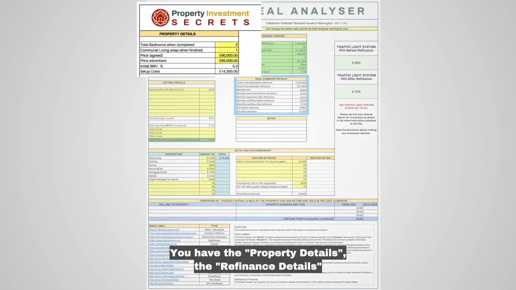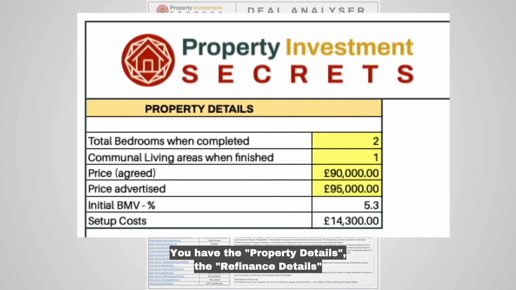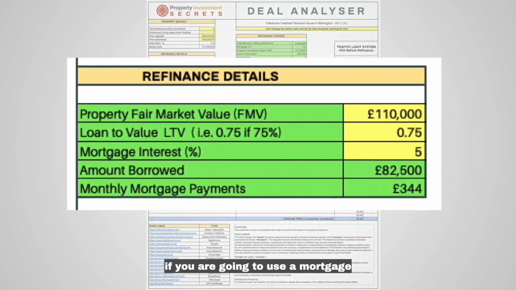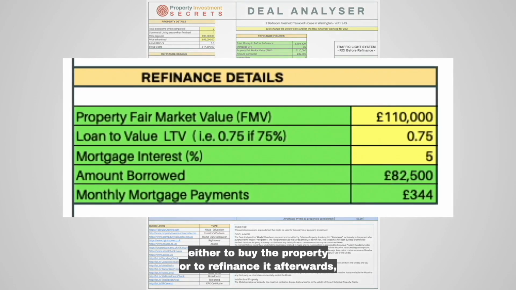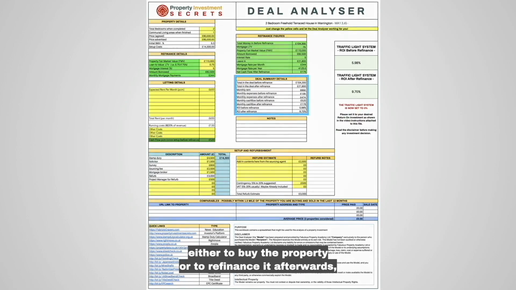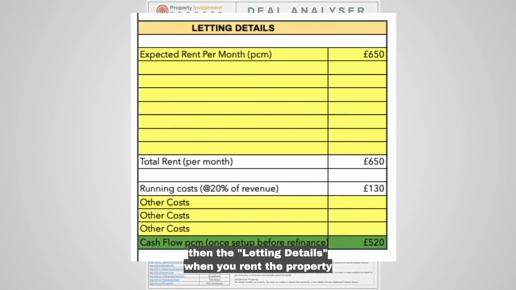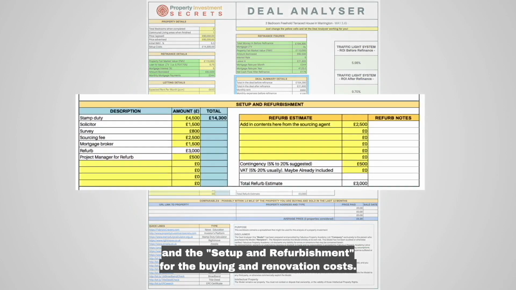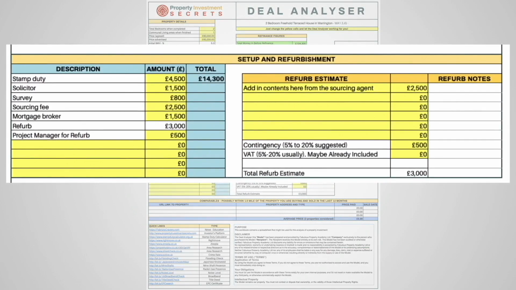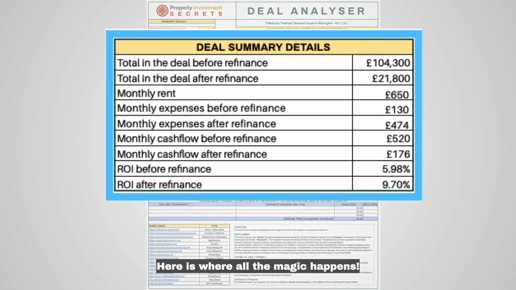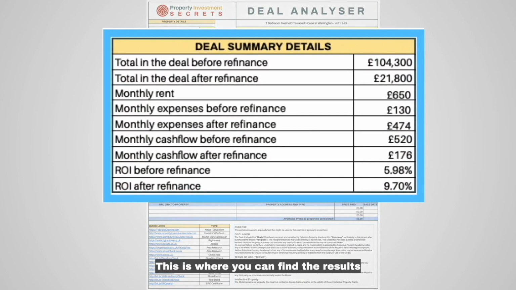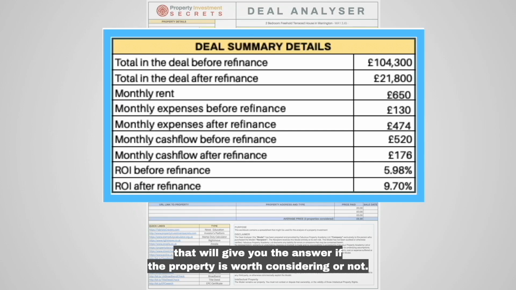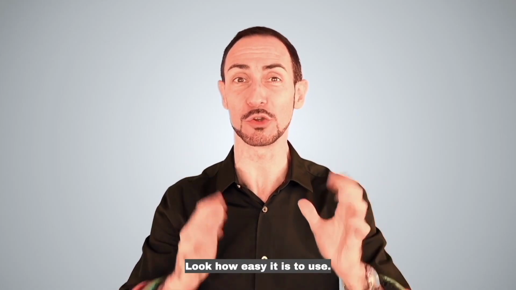You have the property details, the refinance details, if you are going to use a mortgage either to buy the property or to refinance it afterwards. Then the letting details, when you rent the property, and the setup and refurbishment for the buying and renovation cost. In here is where all the magic happens. This is where you can find the results that will give you the answer if the property is worth considering or not. Look how easy it is to use.